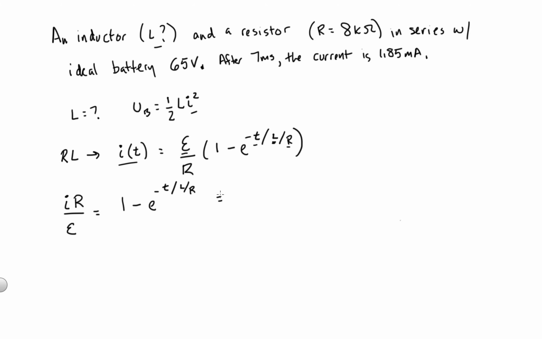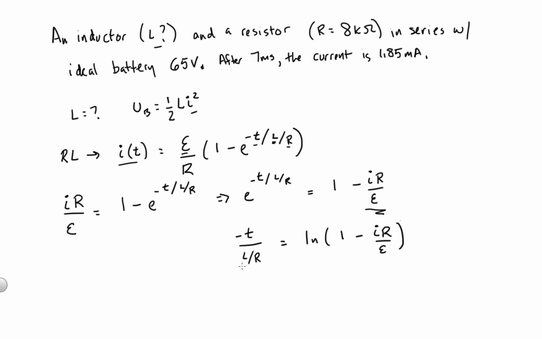And so let's swap sides here. We get minus e to the minus t over L divided by R is equal to 1 minus I R over epsilon. And you'll notice that this whole term has no units, which it does have to have by definition. We're going to take the natural log of both sides, and so that is going to get me a minus t divided by L divided by R is equal to the natural log of 1 minus this quantity over here.